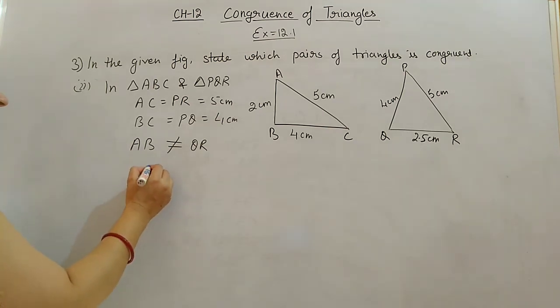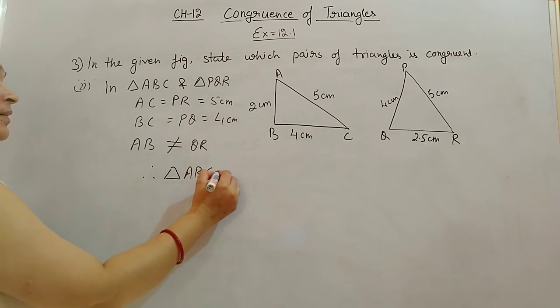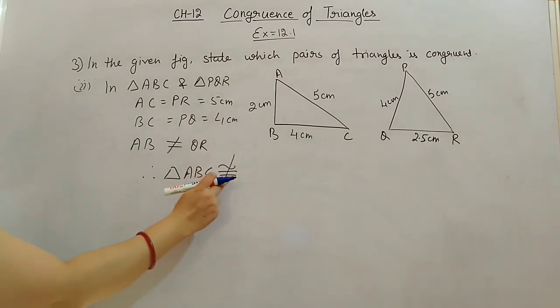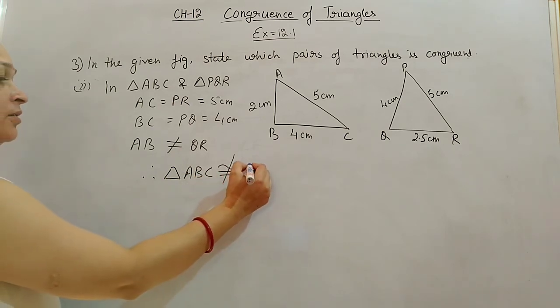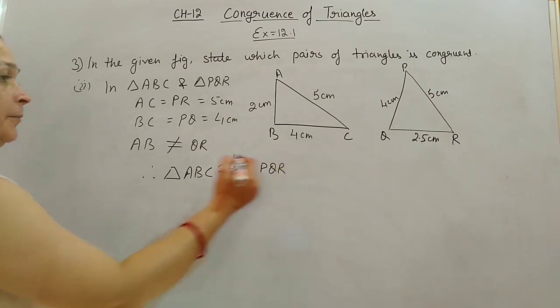So how to write? Therefore triangle ABC not congruent. So first make the congruency symbol and scratch it. Not congruent to triangle PQR.